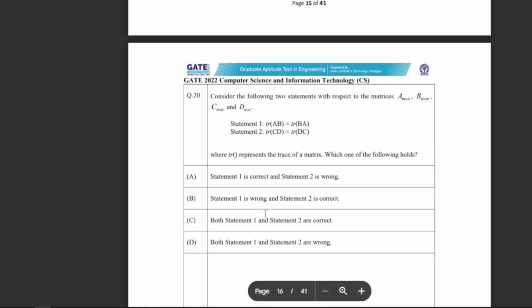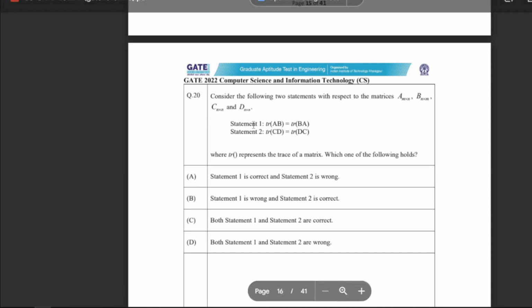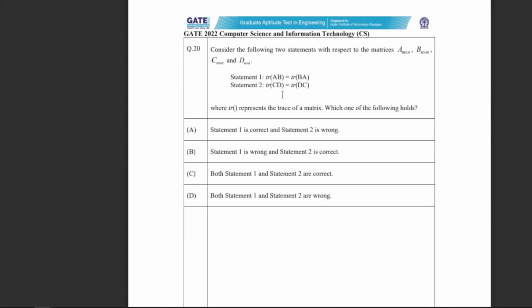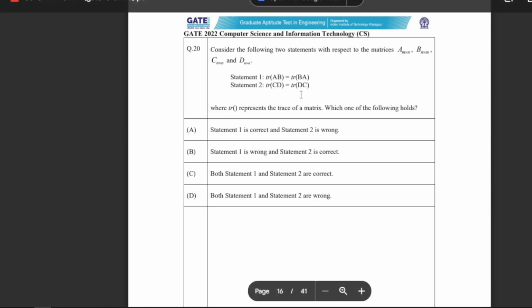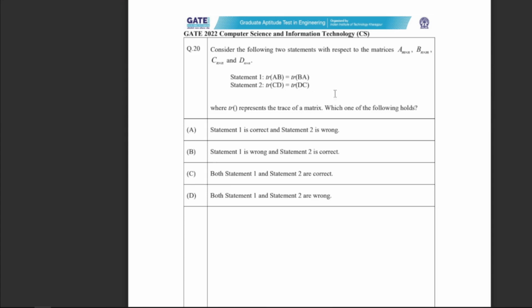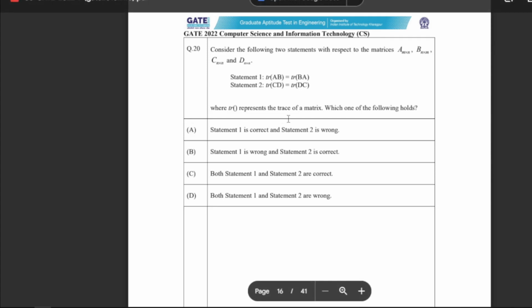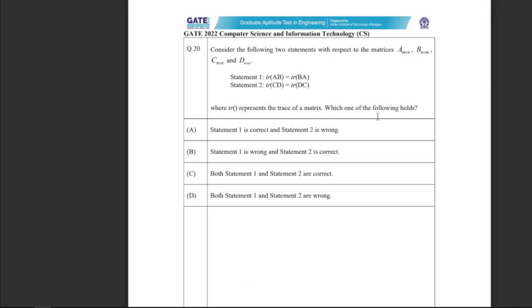Now the next question is, consider the following two statements with respect to matrices A of size m by n, B of size n by m, C of size n by n and D of size m by m. Statement 1 is tr(AB) equals tr(BA), statement 2 is tr(CD) equals tr(DC), where tr represents the trace of a matrix. Which of the following holds? For 20 it is C again, that is both statement 1 and statement 2 are correct.